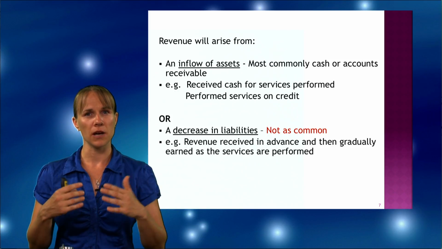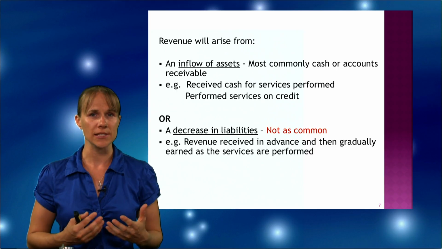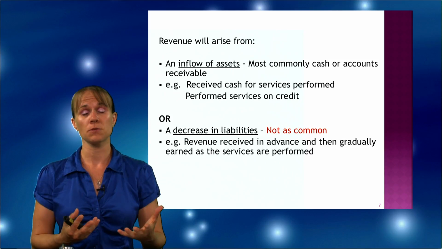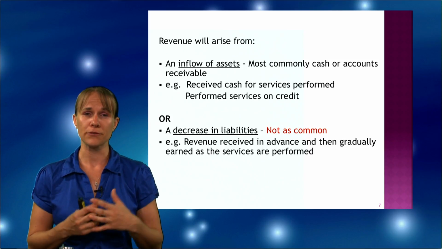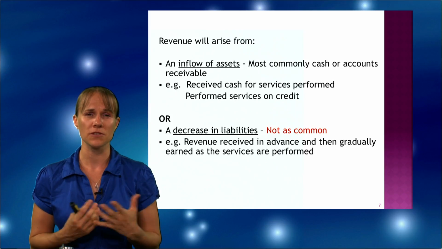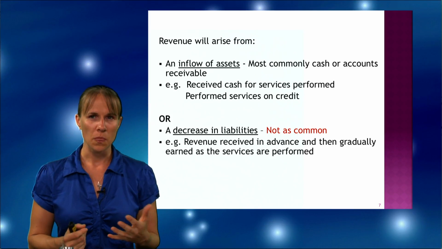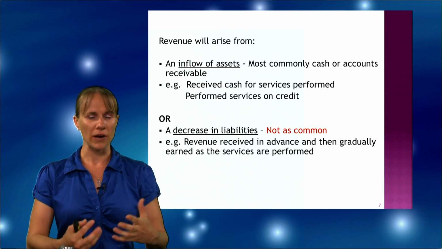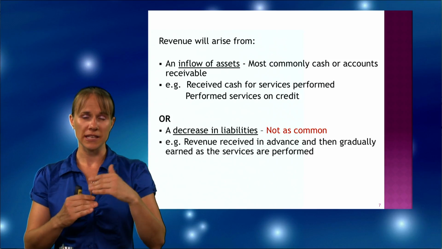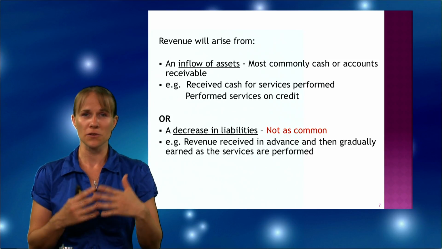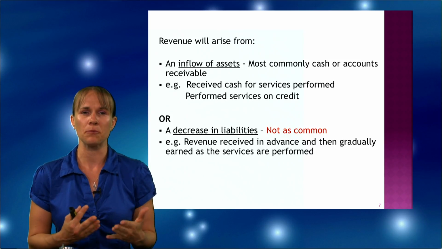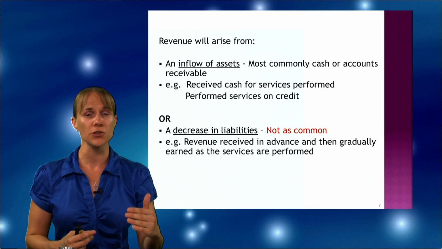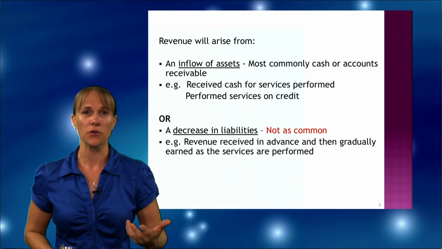An accounts receivable is also an asset. Alternatively, revenue can come about through a decrease in liabilities. This one's not as common. An example would be we've received some revenue in advance from a customer, say they've paid us $10,000 in advance for work that we haven't done yet. Over time, as we perform those services, we will gradually earn that income. But in the first instance, when we receive that $10,000 and we've done nothing for it, that's actually forming a liability at that first point in time. Then over time, as we earn it, that liability will reduce and our revenues can increase because we've earned the work.